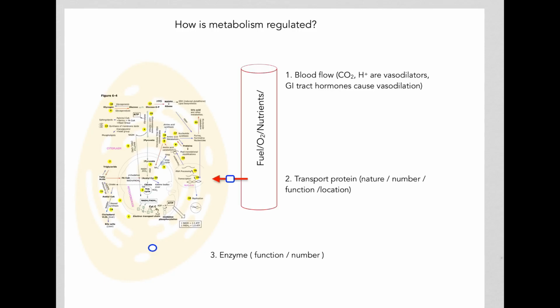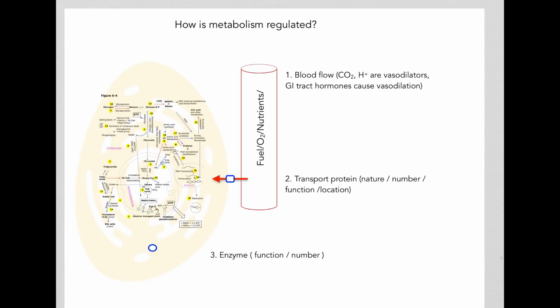Another important regulator of metabolism is the transport protein. Many chemicals, for example, glucose, cannot simply travel through the plasma membrane. They require a transport protein. For example, glucose requires glucose transport proteins. So the nature of the transport protein, the properties of the transport protein, the number of transport proteins, as well as the function of the transport protein or the location of the transport protein, all of these can be changed. And by changing these, that's going to affect or regulate metabolism.